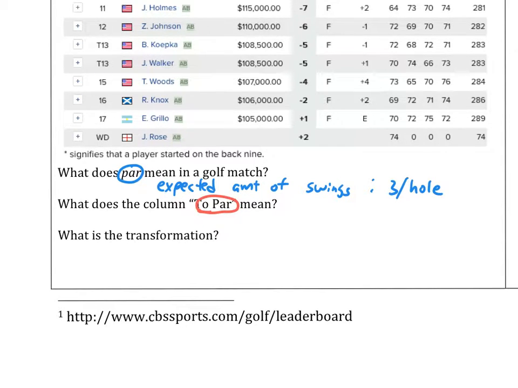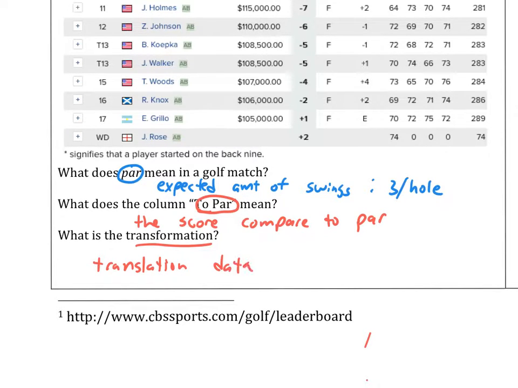It means how does their score compare to par? In other words, are we above the expected, below the expected, or at the expected? And lastly, what's the transformation? This is a translation. And the translation of data is just going down.